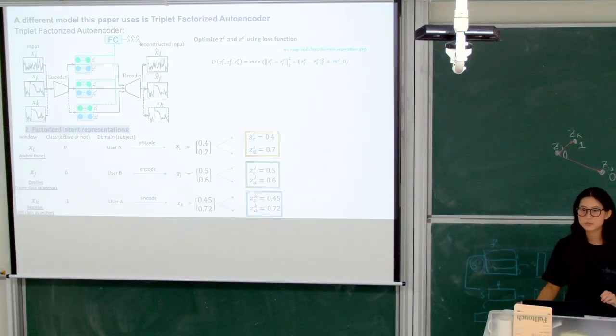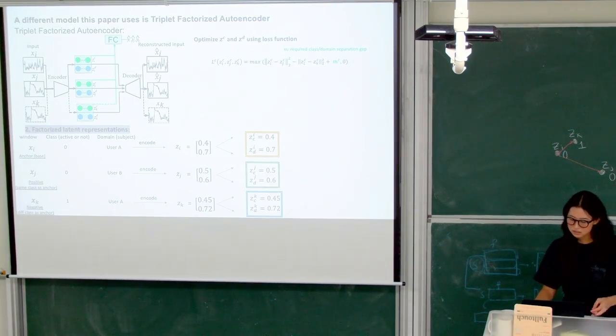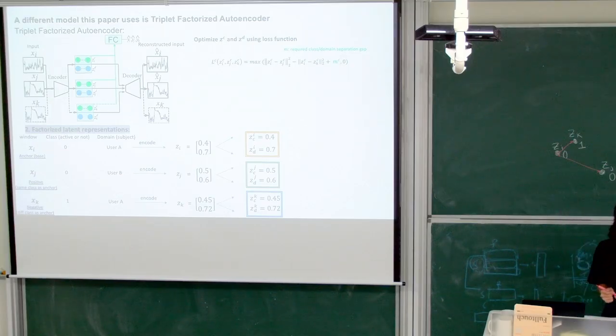Okay, so this equation looks a little bit simpler. The point is, for every person, we try to make the similar class closer. Okay.